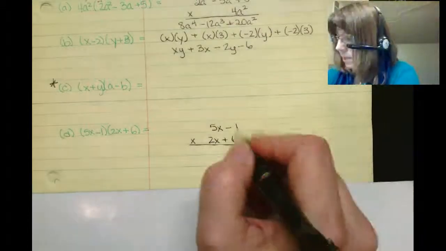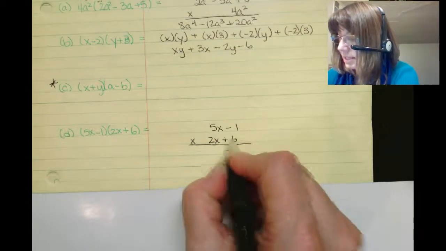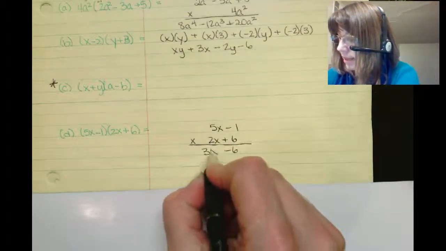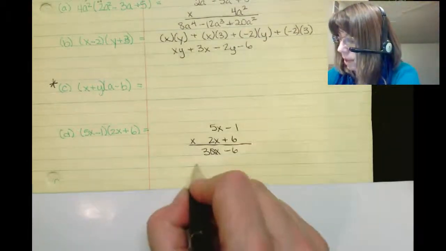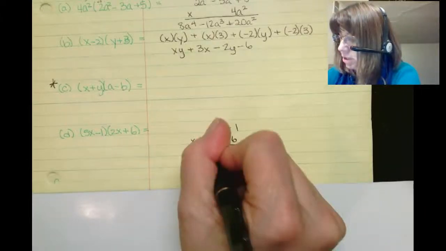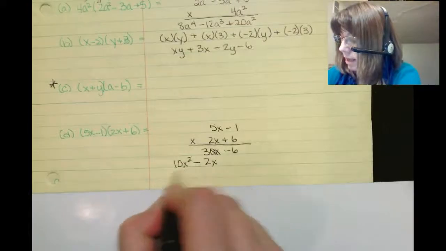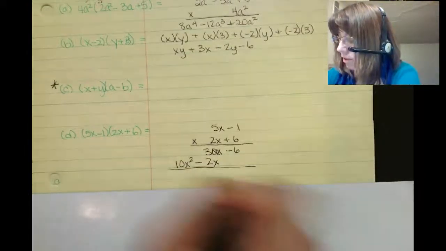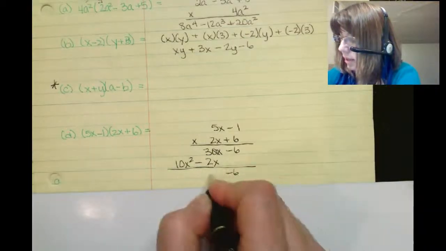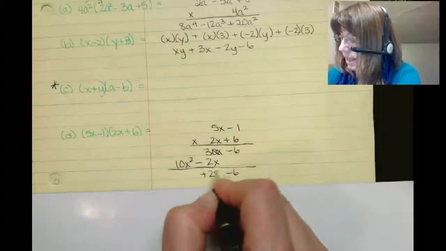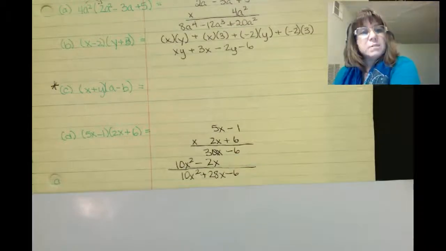So the first step is I'm going to multiply 6 to everything. So 6 times negative 1 is negative 6. 6 times 5x is 30x. Now the next step. 2x times negative 1 is minus 2x. 2x times 5x is 10x squared. Now I add them together. Negative 6 plus 0 is negative 6. 30x minus 2x is plus 28x. And lastly, 10x squared. And that's my solution.